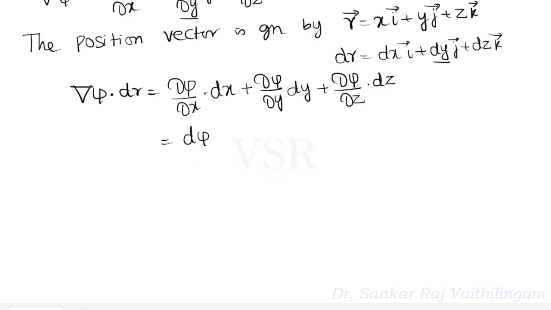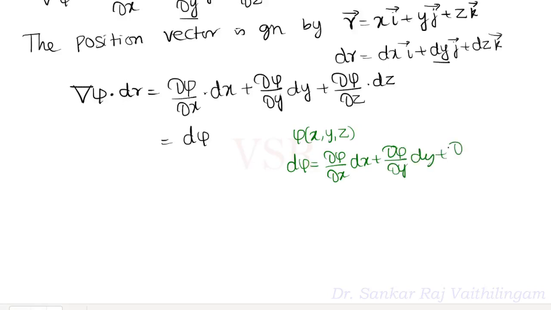That is, if phi is a function of x, y, z equal to some constant, then d phi is 0, since the constant gives 0. So d phi is equal to dou phi by dou x dx plus dou phi by dou y dy plus dou phi by dou z into dz. Right? So these both are same. Okay, hence proved. So what is the next problem?